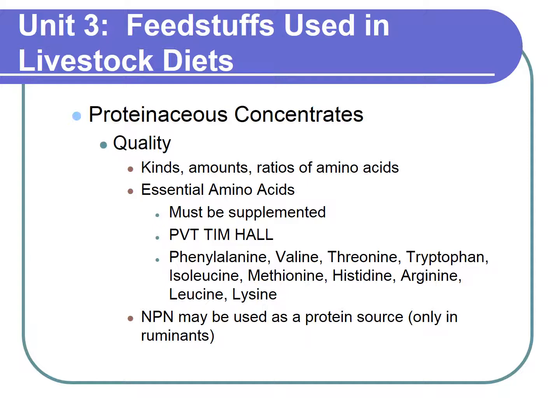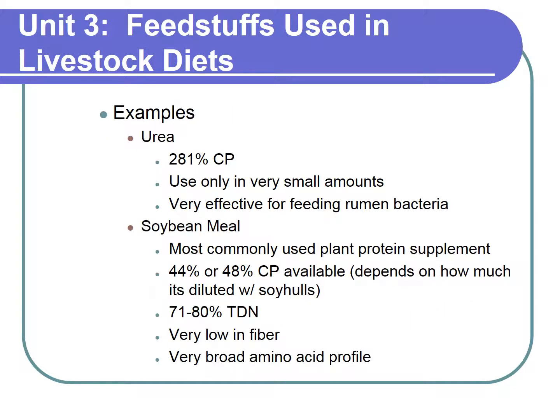So let's get in and talk about some proteinaceous concentrate. So urea, we've been referring to that as your NPN source. It's 281% or 282% crude protein. So you're only going to use a little dab of it. And by little dab, I'm talking about maybe 2/10 of a pound is about all you would feed per head per day in terms of using urea. That's about all that's effective. The rumen bacteria love urea, so it will get snapped up and digested by the rumen bacteria very, very quickly.